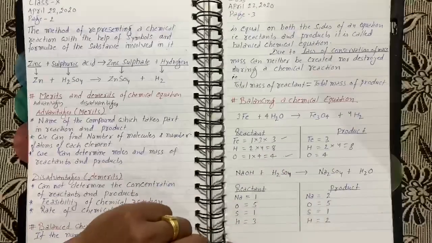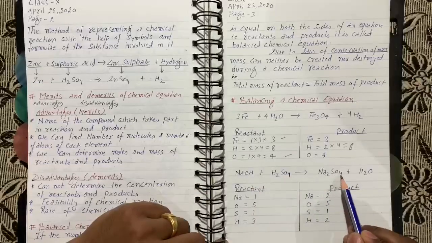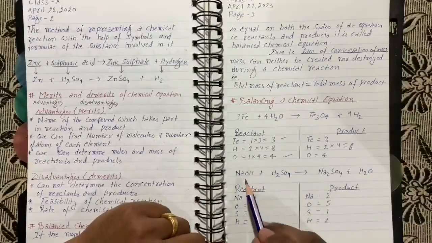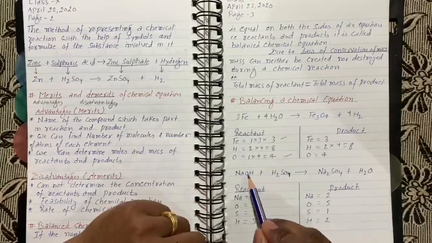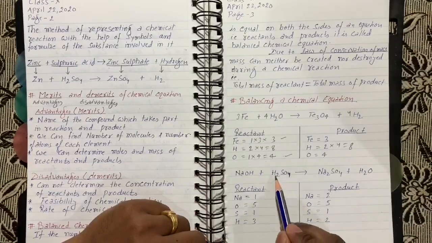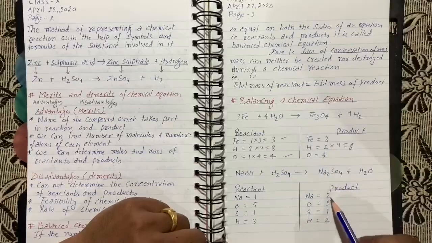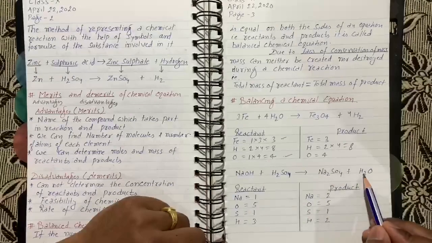Now one more example I have taken here. See here: NaOH plus H2SO4 gives Na2SO4 plus H2O. Now here, NaOH. So you see, Na, sodium 1, and oxygen here 4 and 1, 5, and here 1 sulfur, and hydrogen are 2 and 1, 3. And see here, sodium 2, sulfur only 1, oxygen 4 and 1, 5, and hydrogen only 2 here.